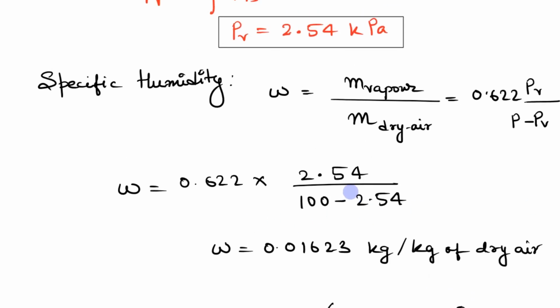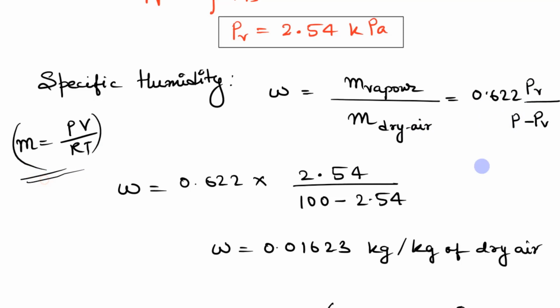Before moving ahead, I must mention that this formula, 0.622 PV divided by P minus PV, you can get just by substituting the mass of vapor in terms of the real gas equation, like m is equal to PV upon RT, and for the mass of dry air as well, you will get this formula.